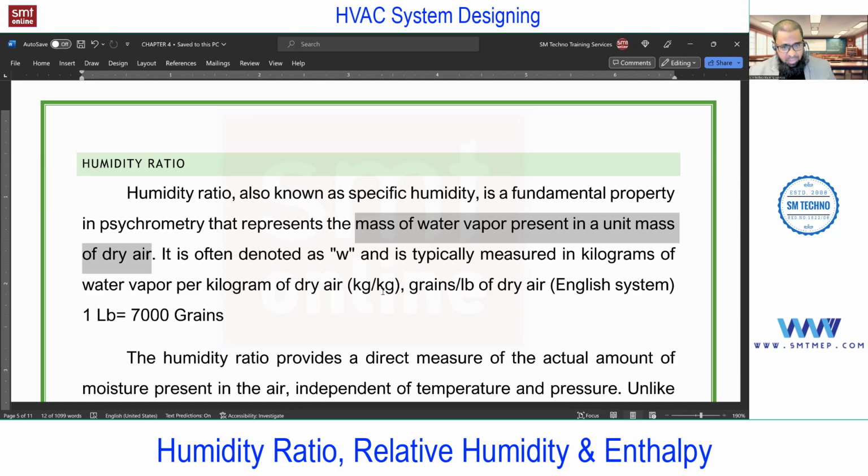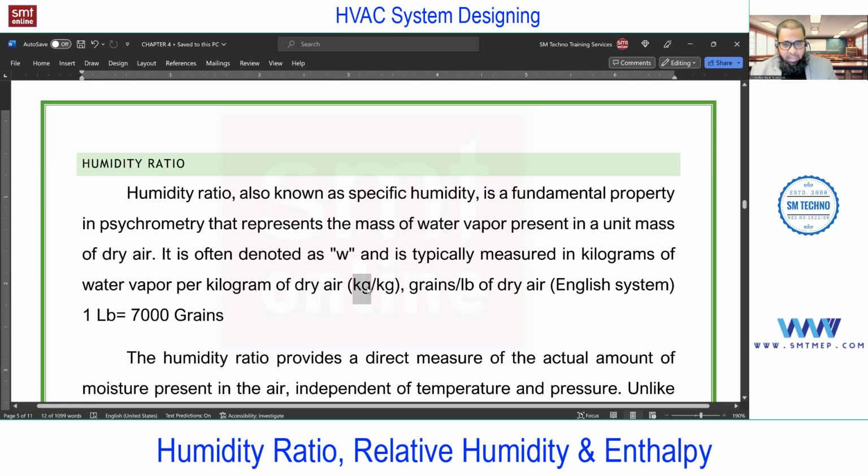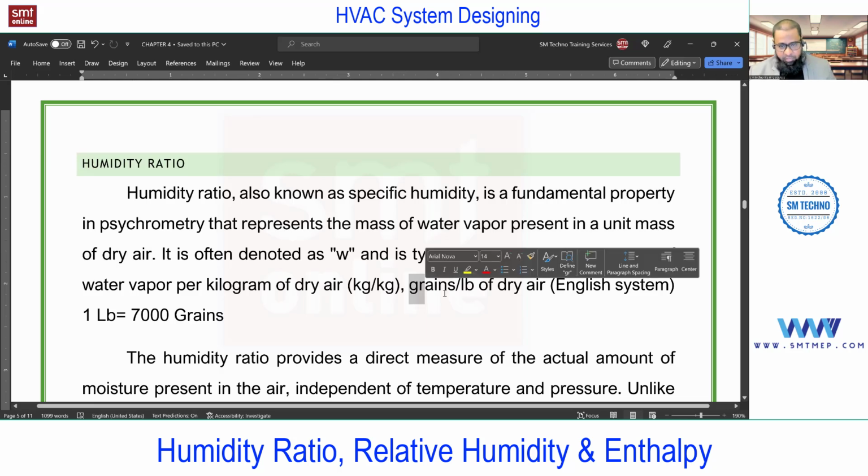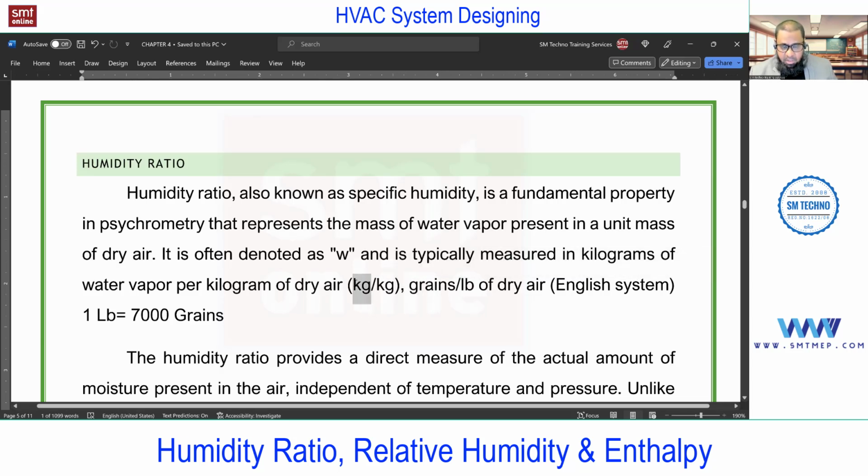So in case of metric system, we are measuring kg per kg of dry air. This kg is air and this kg is moisture. Similarly, in case of English system, we are measuring grains per pound of dry air. If you want, you can measure in pounds per pound of dry air. First pound is air, second pound is moisture. Or else you can use the term grams per kg, not grains. Grains is different. Grams, I'm talking about grams. The unit can be grams per kg of dry air.